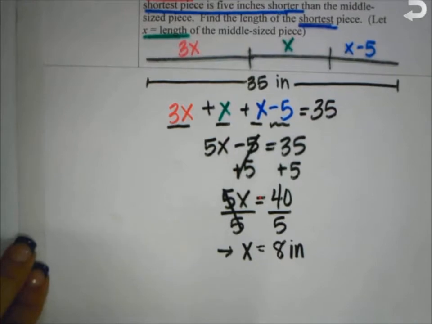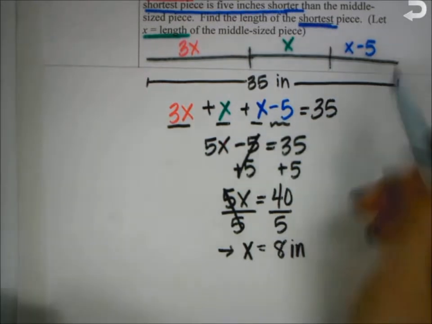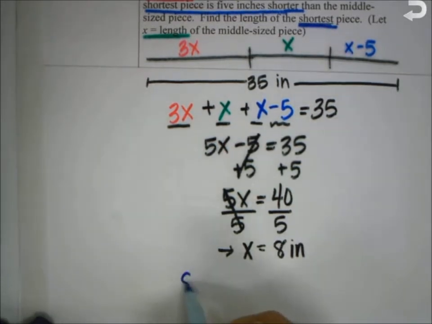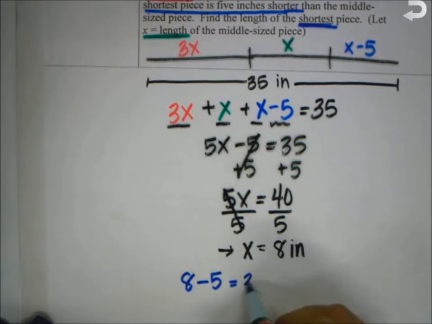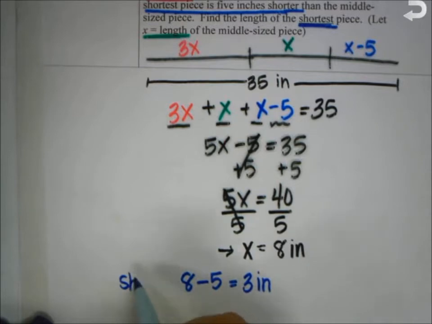So I have one more step. The shortest piece is x minus 5. So my shortest piece is going to be 8 minus 5, which is 3 inches. That's the shortest. Awesome. This is easy. Make sense?